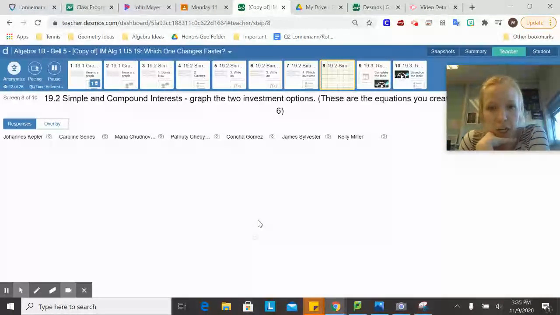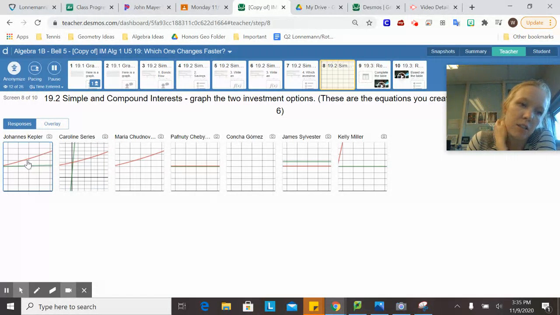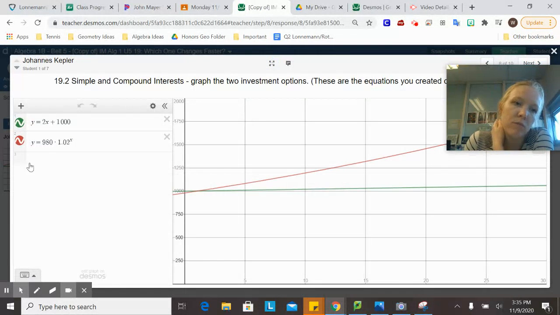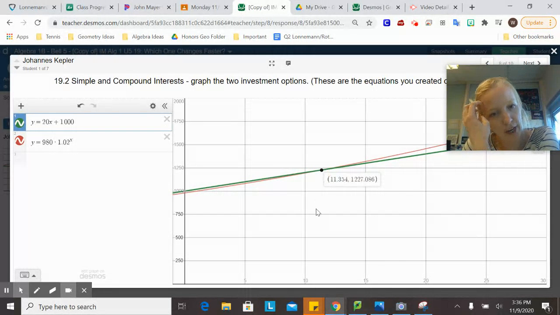As far as our graphs go, pull these up. Just looking at these very quickly, I only see one that's correct, and it's only this first one. So we've got our y equals, this one even has a tiny mistake. So instead of 2x, it should be 20x plus 1,000. So we can see here is where they intersect and where our exponential is going to surpass our linear.